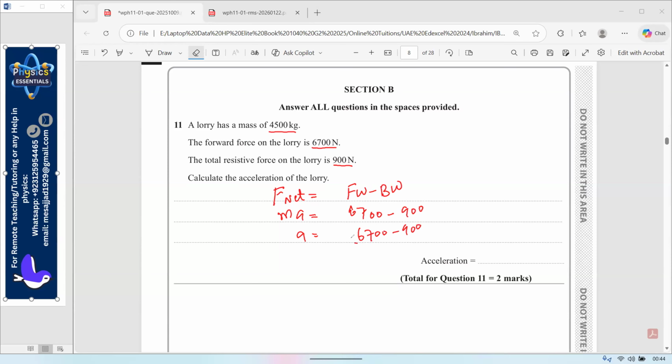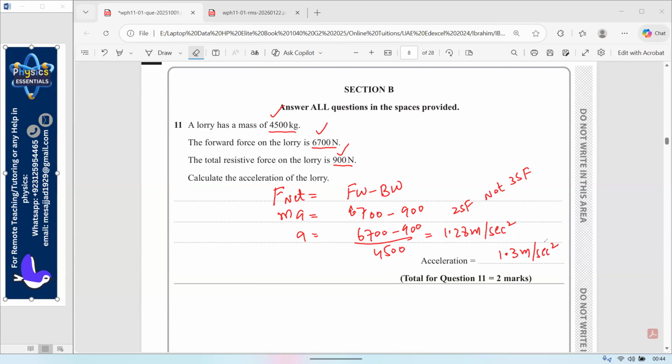6700 minus 900 over 4500 equals 1.28 meter per second squared. But be careful here. You can see that your data is given in two significant figures, so your answer should have two significant figures, not three significant figures. Therefore, you have to round it off to 1.3 meter per second squared.